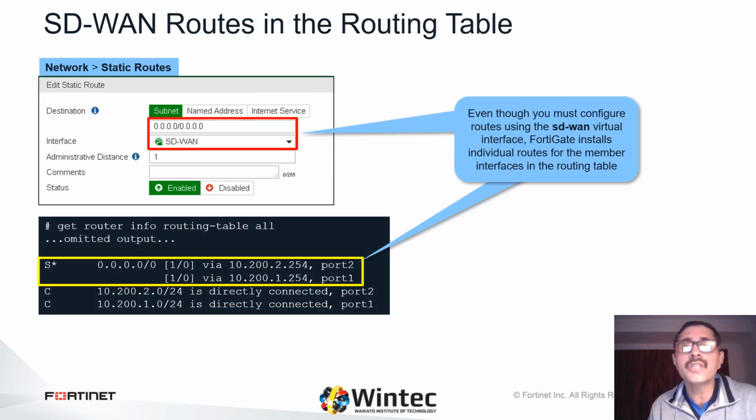Now, even though you must configure routes using the SD-WAN virtual interface, FortiGate installs individual routes for the member interfaces in the routing table. These routes share the same attributes, which means the destination address and subnet, distance and priority, and are both active. This allows FortiGate to remove individual routes in the interface in case of an outage and redirect all traffic to the remaining member interfaces without affecting the whole SD-WAN load balancing group. You will be initiating a part of this experiment as you go through the lab today.